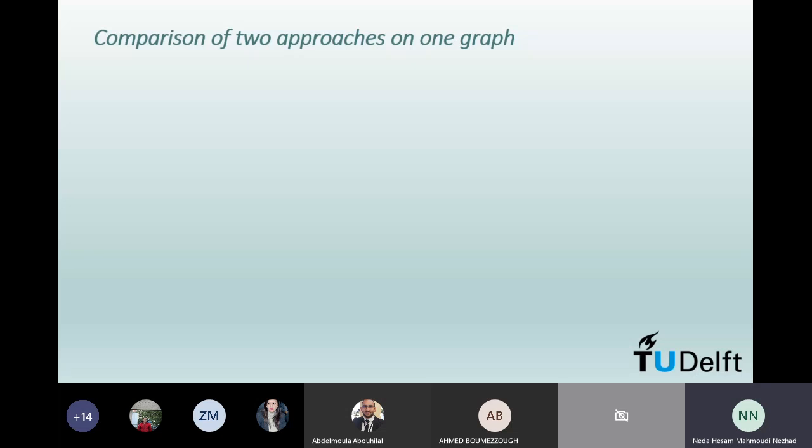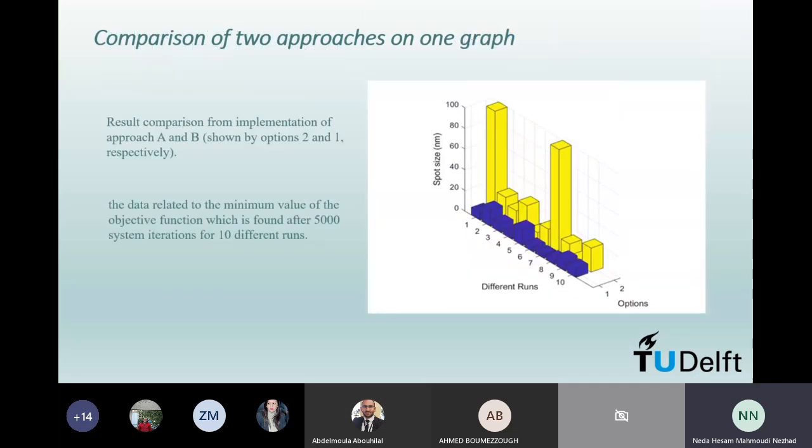Here you can see the comparison of these two approaches on one graph. The yellow columns are related to approach A and the blue ones are from approach B. As can be seen at a glance from the figure, approach B could get much better results. The minimum objective function reached by approach B, shown in blue, has in general lower values compared to the ones from approach A, shown in yellow. As you can see, for some runs, GA could not even find a system which satisfies the constraint within an evaluation of 5,000 systems, for example, in the first and seventh columns.